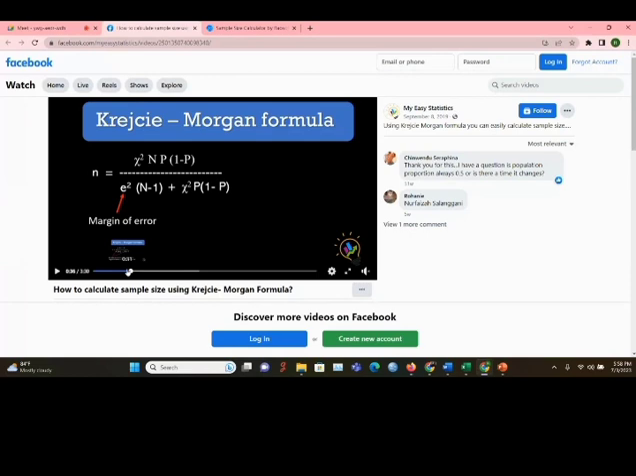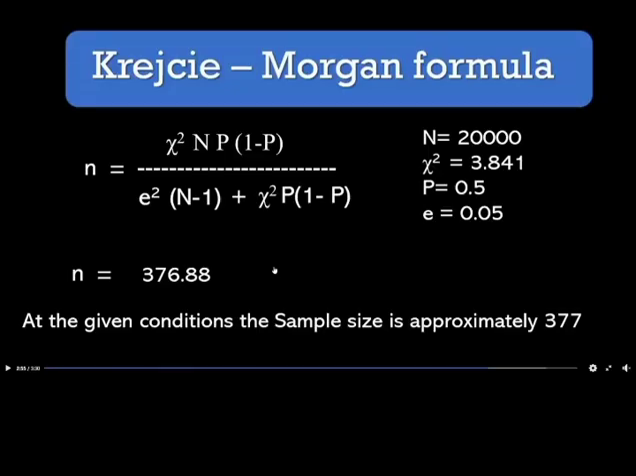So the chi-squared, the x-squared there is constant, the proportion is constant, the error is constant. The only thing you need to change is only the n. So it's very easy. Here, 20,000, and according to the formula result, it's 377. Round off to the whole number. Okay? So we round off to the whole number.